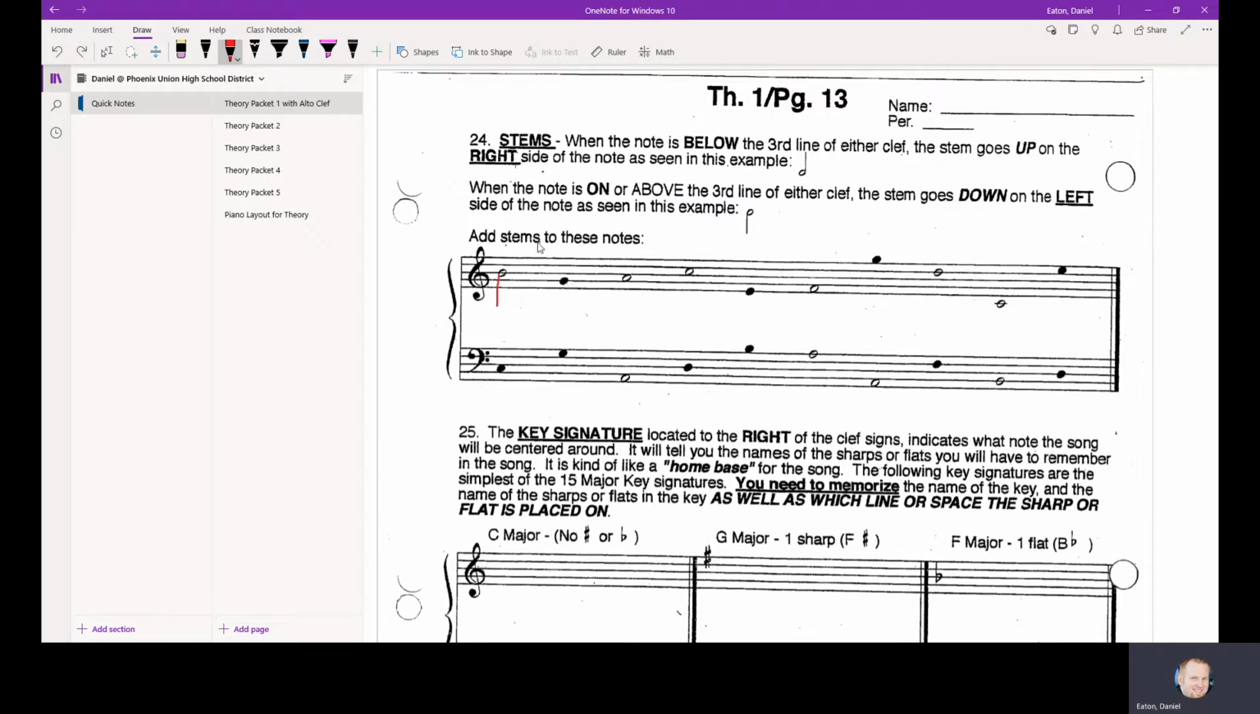Now, when it is not on the middle line, we have to make sure that our stem is actually trying to be contained within the staff itself. What I mean by that is that I'm trying to keep this all within this zone right here. Okay, so this is below it, so the stem needs to go up. This is above it, the stem needs to go down. Up, up, etc. Now let me undo this and show you the wrong way.